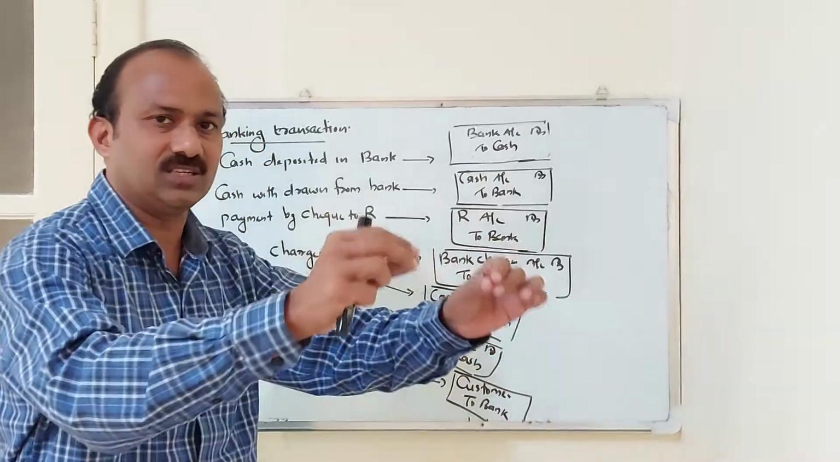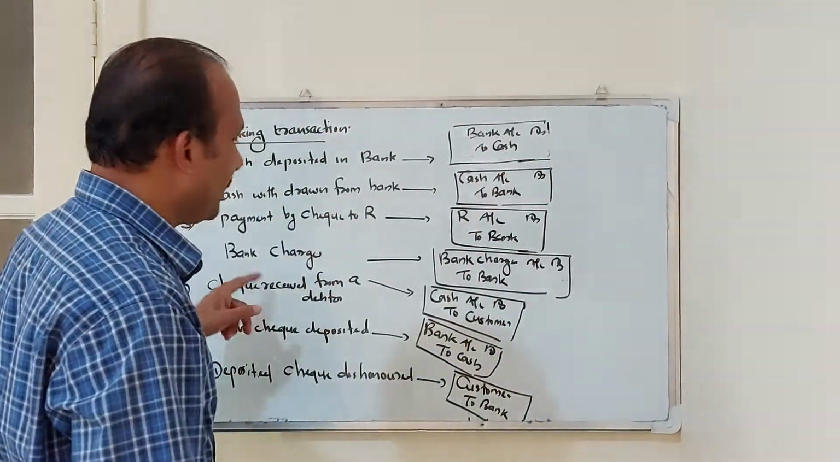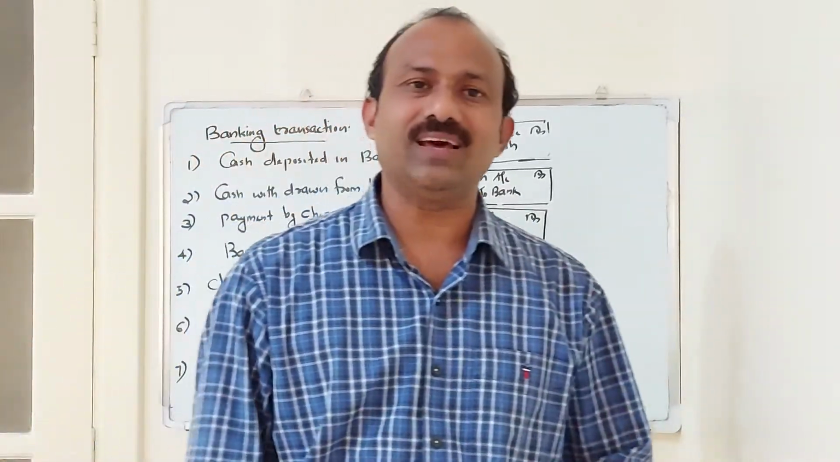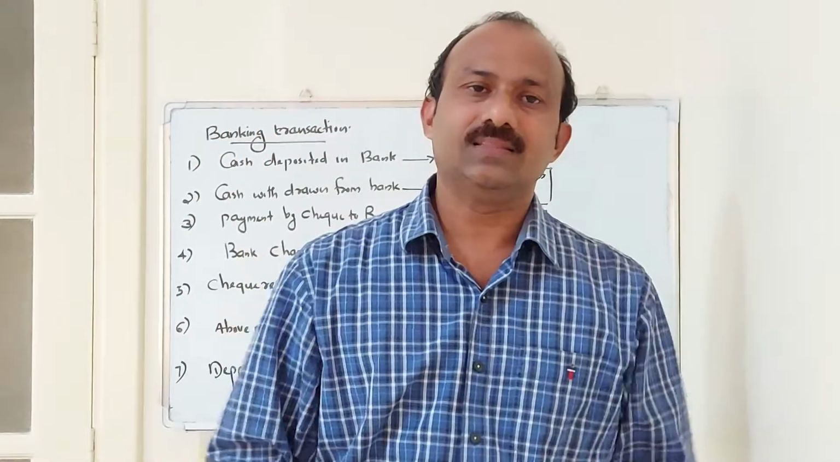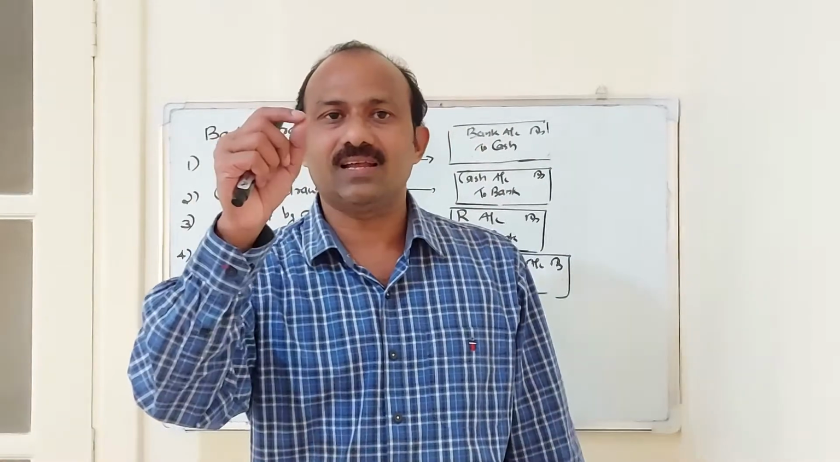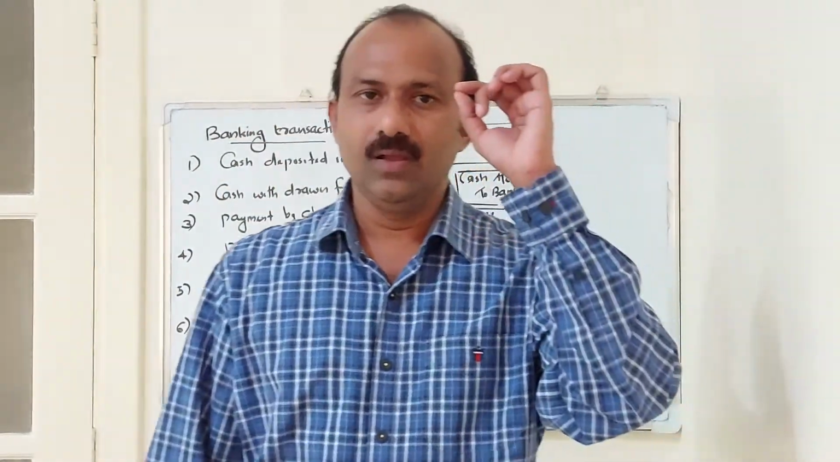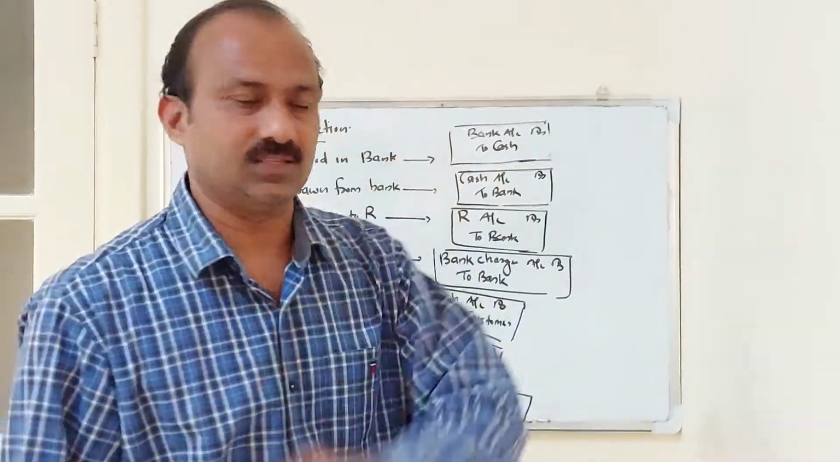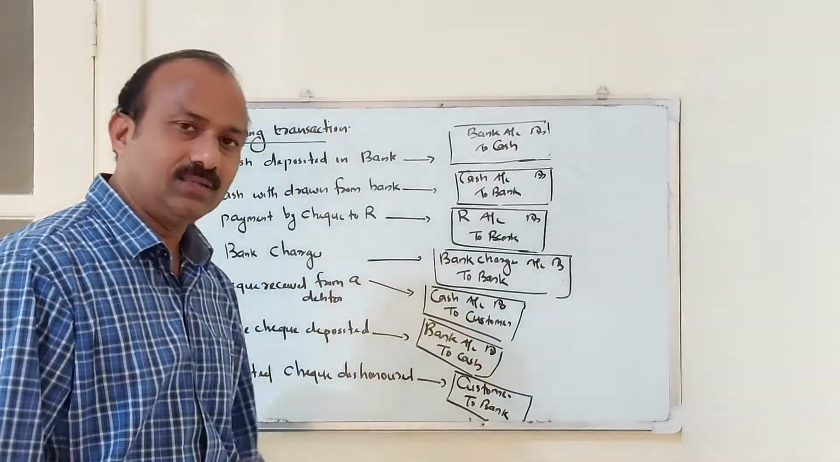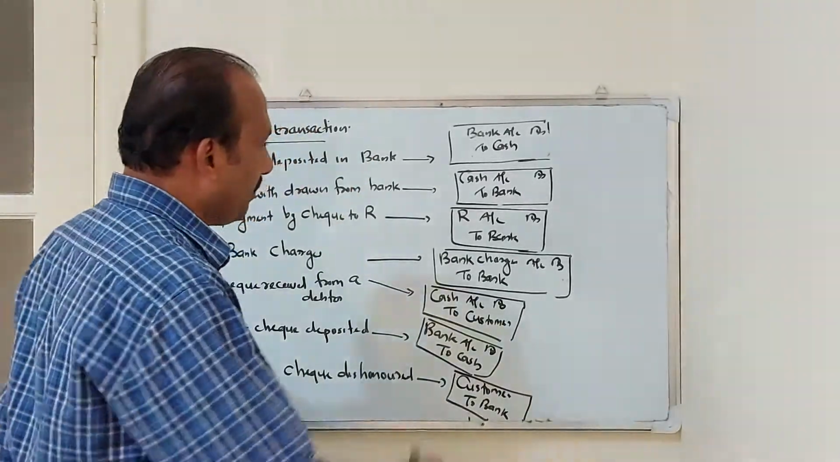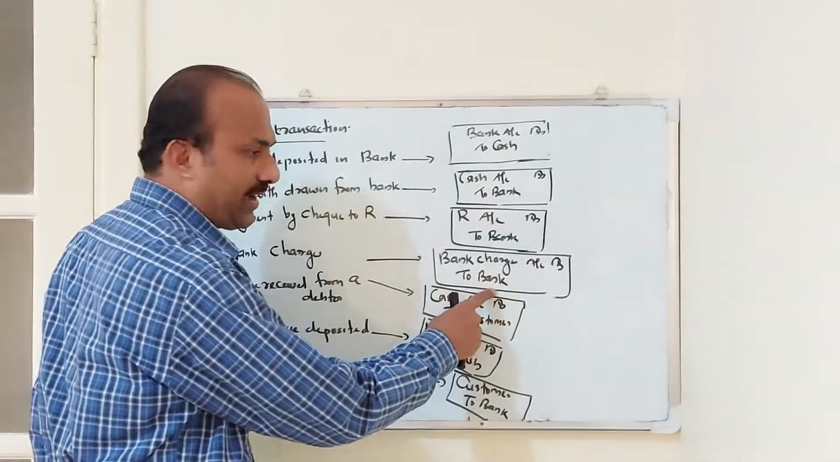You have given a check to a person. Next one, normally the bank is doing a number of services for us. Therefore, they are charging some amount from us. That charge is known as bank charges or incidental charges. Bank charges are charged by the bank, but for us, it is an expense. Therefore, bank charges account debited to bank.